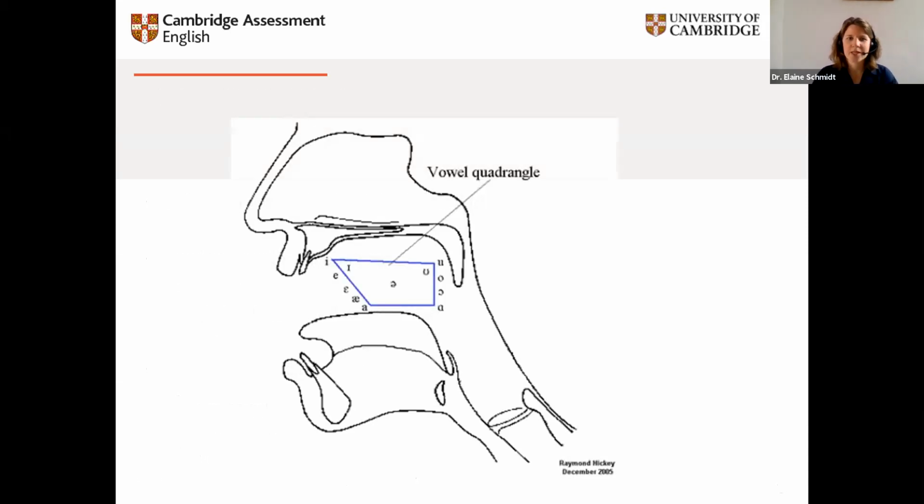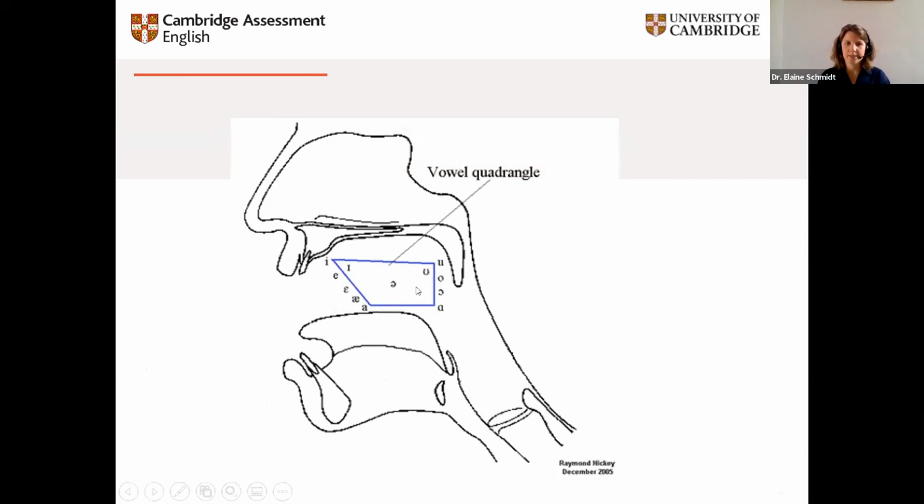What you see here is a representation of your mouth. So this is basically the face on the side, and you can see the shape of the face. I don't know whether you can see my cursor, but my cursor is currently pointing at the nose. Then you have the lips, the teeth, this is the tongue, and then you have teeth and lips here. And what you see in the middle is called the vowel quadrangle.